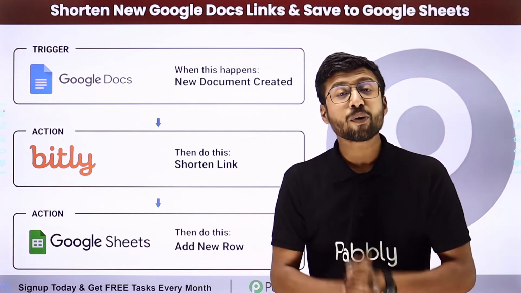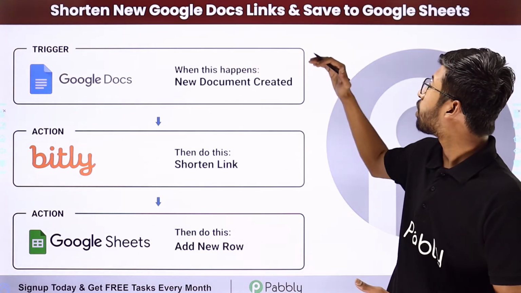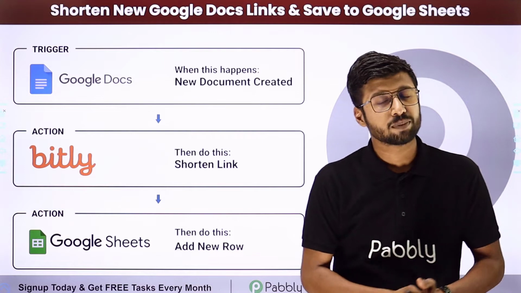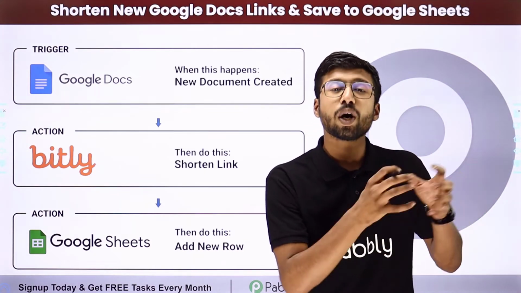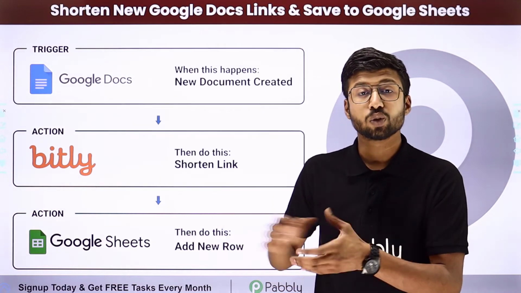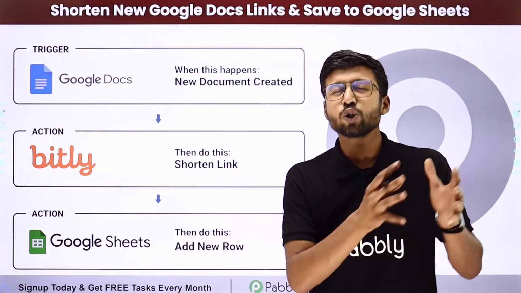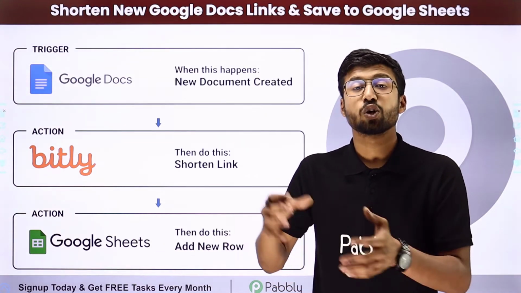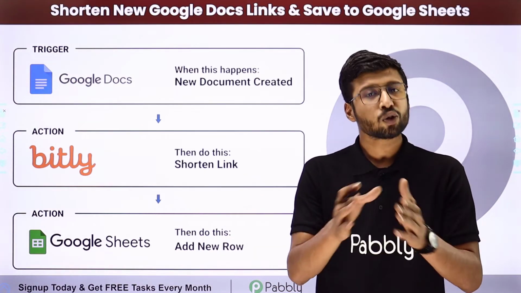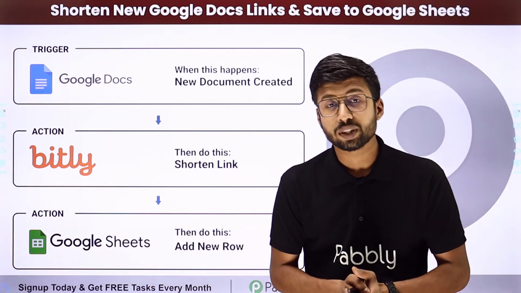So in this video, we are going to learn how to shorten new Google Doc links and save to Google Sheet. Now suppose guys you are creating some new documents in Google Docs and you want to add the details of those new documents into a Google Sheet, but also you want to shorten the links, the URLs of those documents using Bitly. You want to add the shortened URL into your Google Sheet.